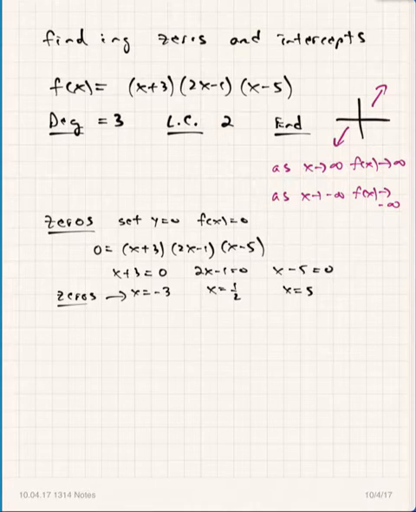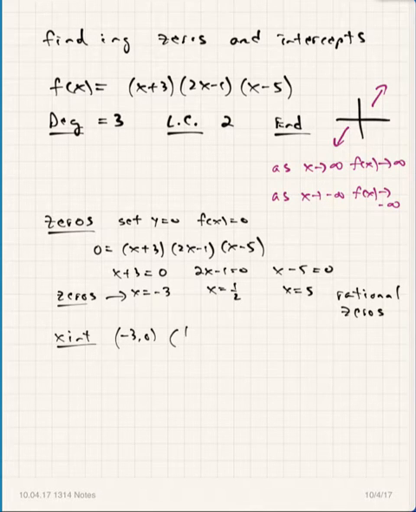Those are all rational zeros. Remember, rational zeros are the fractions. So negative 3, remember, is a fraction because it's negative 3 over 1. 5 is a fraction because it's 5 over 1. So these are all rational zeros. Those all give us x-intercepts also. And so the x-intercepts for this graph are the same as the zeros. It's just negative 3, 0, and 1/2, 0, and 5, 0. Like that.